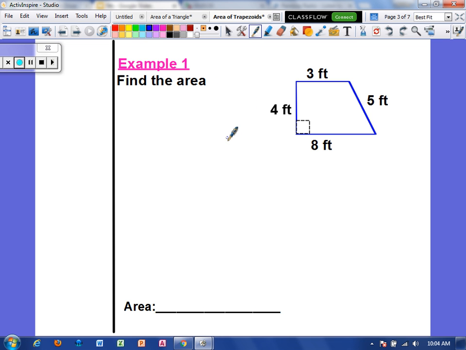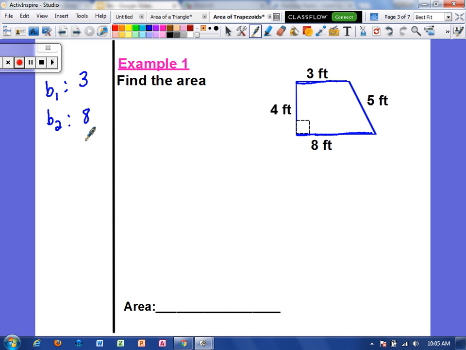Alright, example 1. Alright, so we have this trapezoid. So the first thing that we're going to do is we are going to identify the two bases. So we want to identify base 1, base 2. So those are going to be the two parallel lines. So as you can see here, this side runs parallel with this side. So I'm going to say that base 1 is 3 and base 2 is 8.